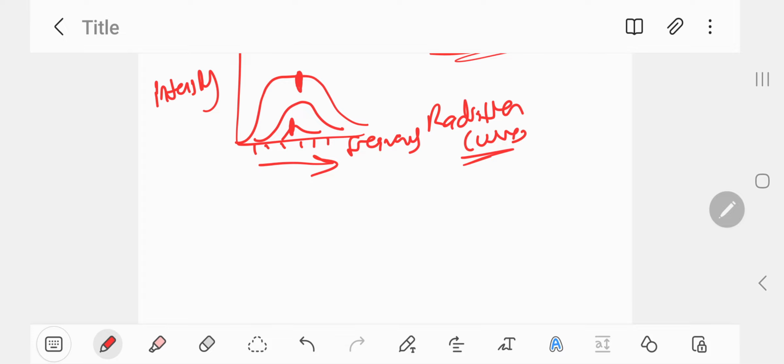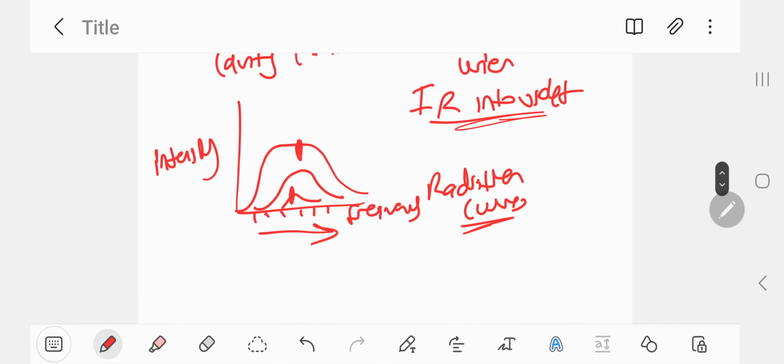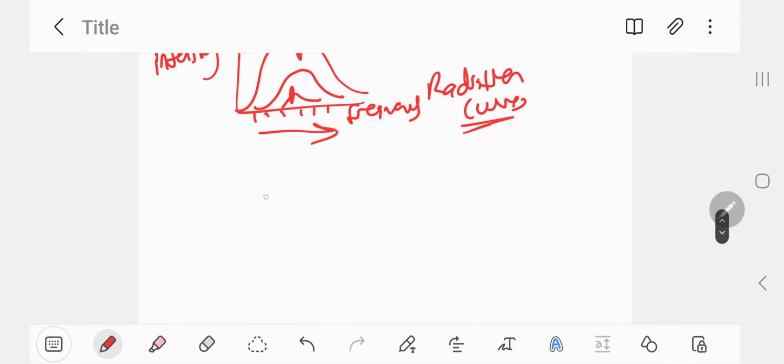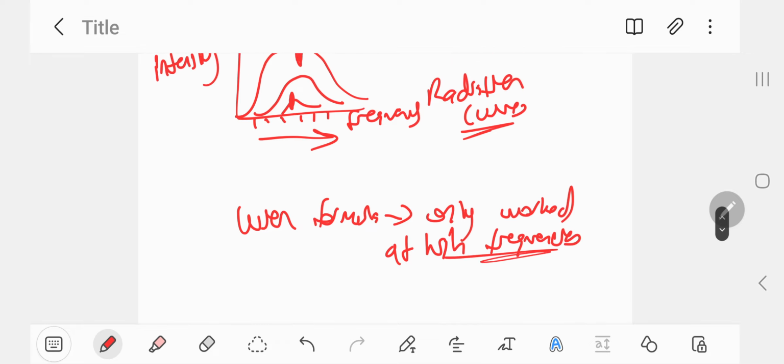Physicists used the idea of electromagnetic waves. Electromagnetic waves were thought to bounce around the inside of the cavity. So Wien actually derived the formula, and it only worked at high frequencies of the spectrum that he was looking at.